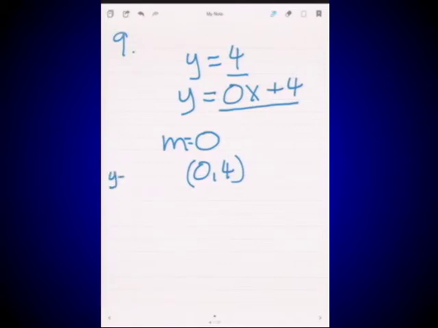So the y-intercept equals 4, which implies that we have the ordered pair 0, 4. So let's get ready and graph this one and see what kind of a line it makes. Plot 0, 4, and then if I have a slope of 0, I'll go up none and run over whatever I want to do. 0 over 1, and I draw my line.